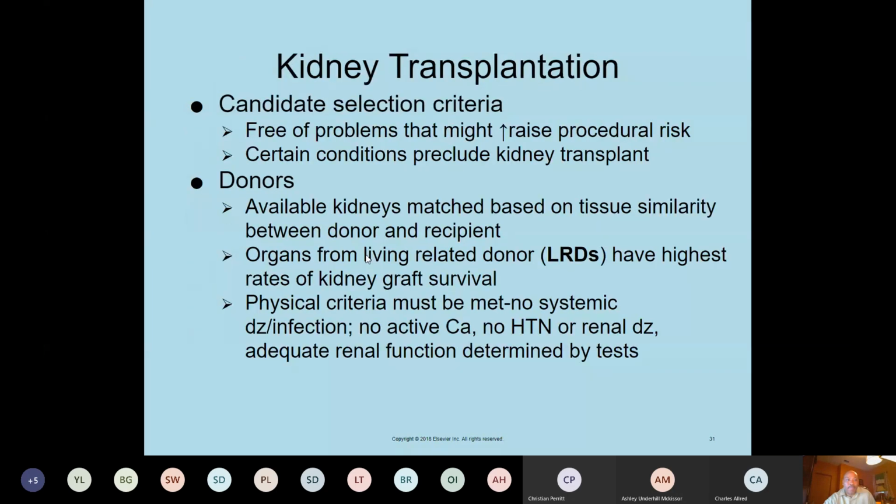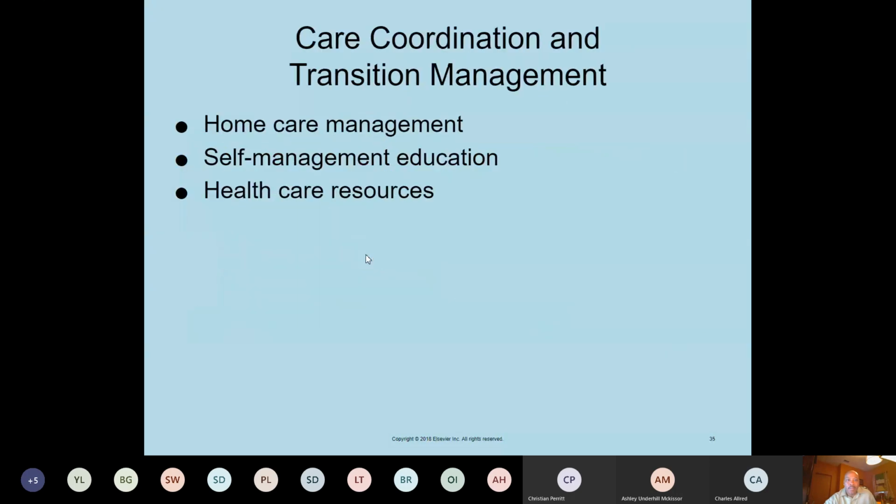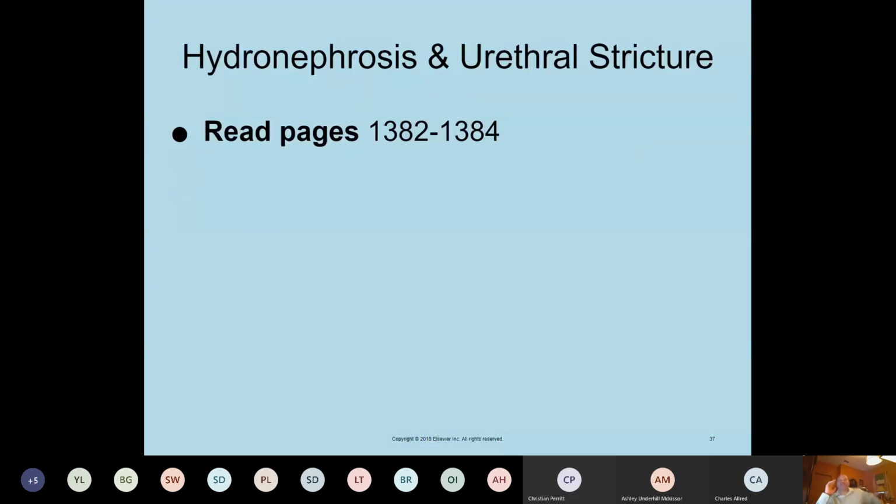Here's what I was kind of conflicted about. As you keep scrolling through, right here, I want you to read pages 1382 to 1384. It's not really complicated. It's not really a whole lot. It just talks about hydronephrosis and urethral stricture. So go ahead and read that information as well, because I might have a few test questions for you on that also. But with my focus areas, I'll let you know in particular, but just make sure you read that section as well.